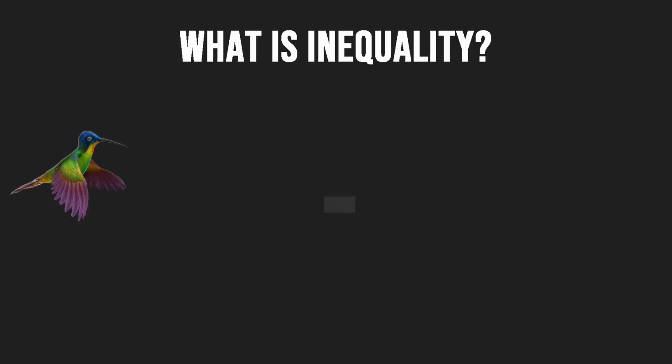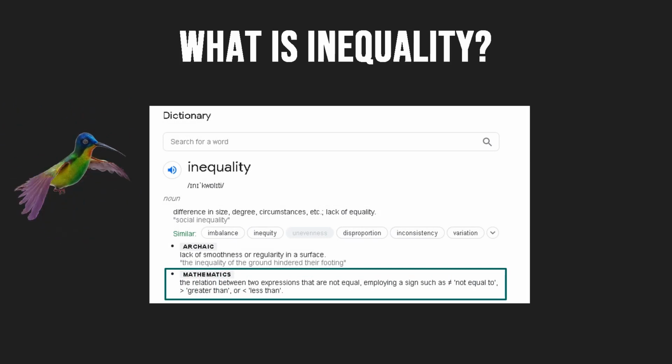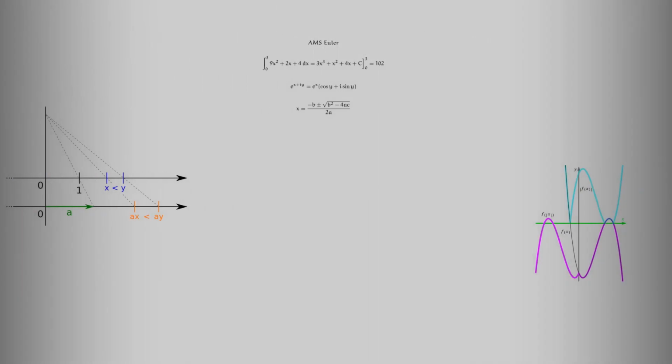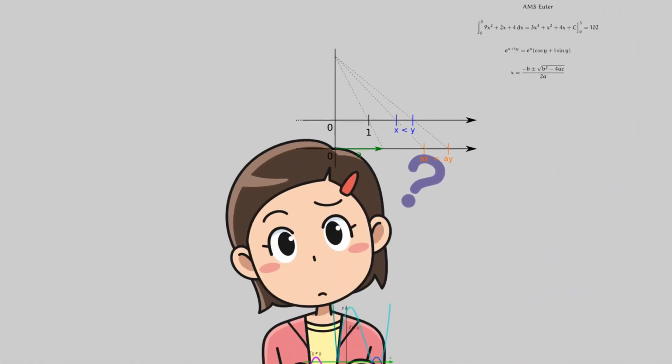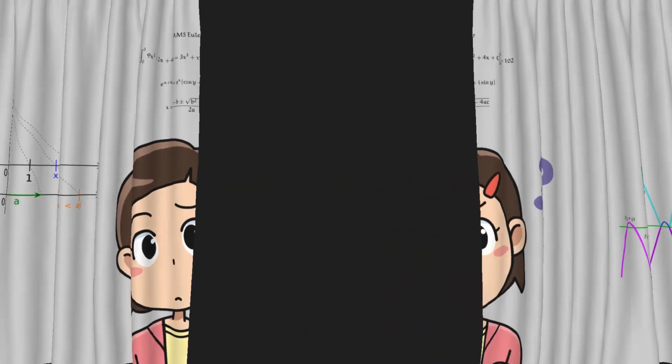First, let's see what inequality means. Based on Google, it indicates the relationship between two expressions that are not equal. In simpler terms, it means two numbers that are not equal. Some of you may be confused or wondering what that even means? Don't worry, we will try to explain the concepts as easily as possible.